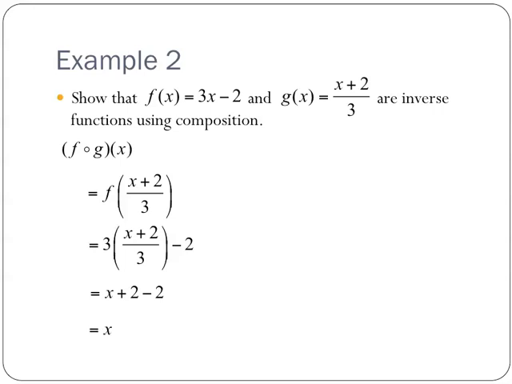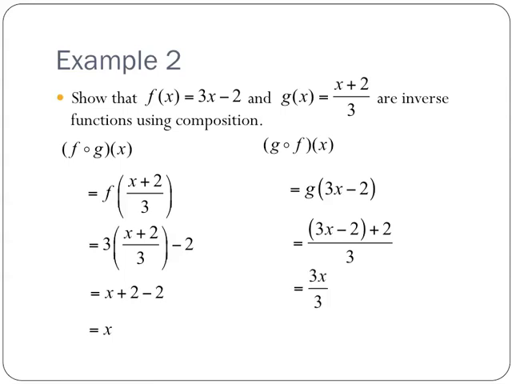Let's do it the other way. So g composed with f of x. Now f of x is the inner function, so we are plugging in 3x minus 2 into our function g. This gives you (3x minus 2 plus 2) all over 3. The minus 2 and plus 2 cancel. That leaves you with 3x over 3, and that's equal to x.